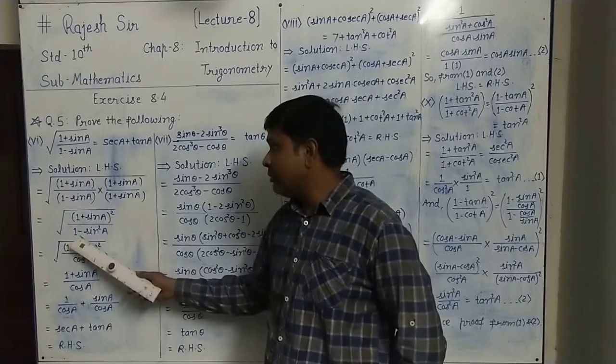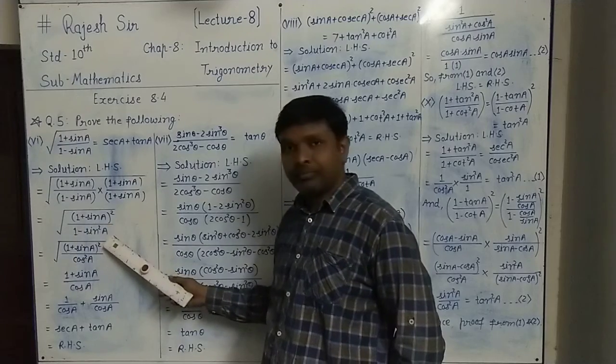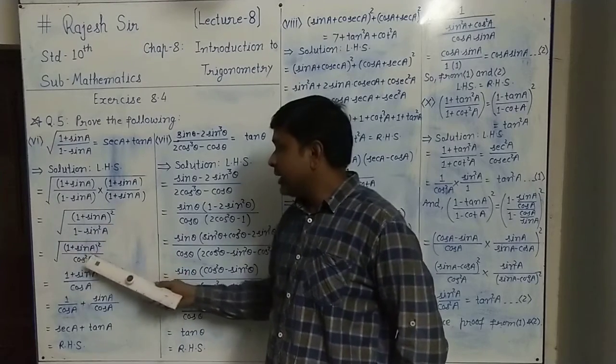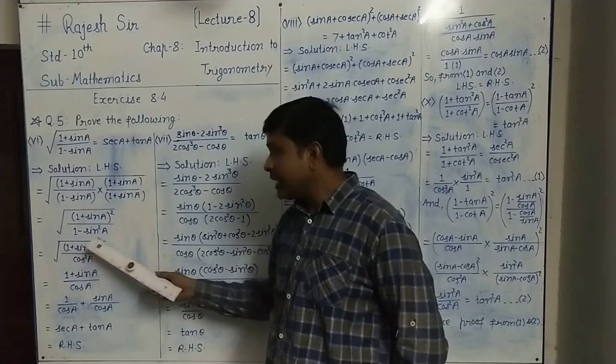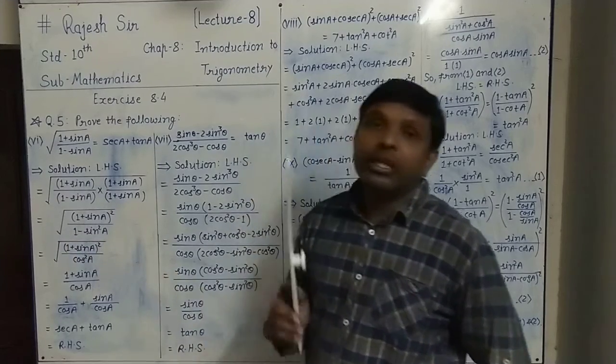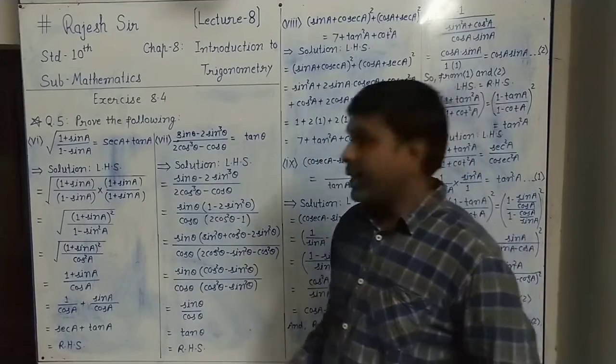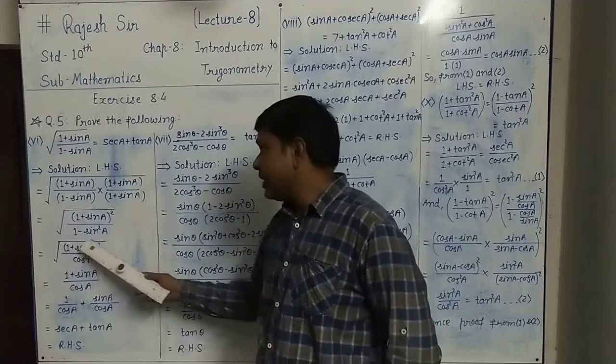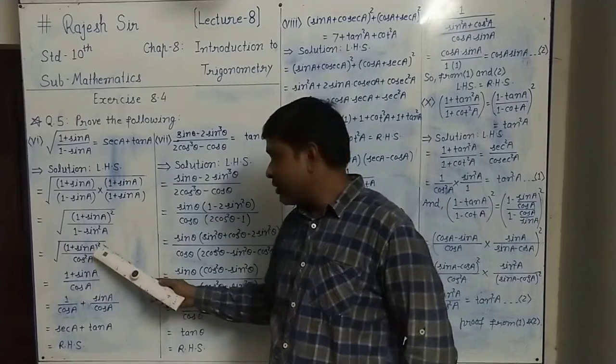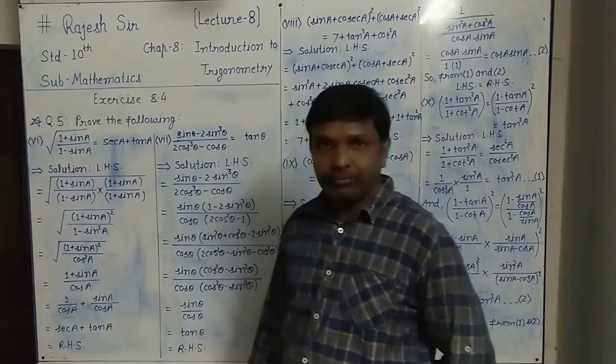So 1 square is 1 minus sin square a. Whole root as it is, 1 plus sin a whole square as it is. Down there 1 minus sin square a. The identity we have: cos square a equals 1 minus sin square a. So in place of 1 minus sin square a, we can write cos square a.